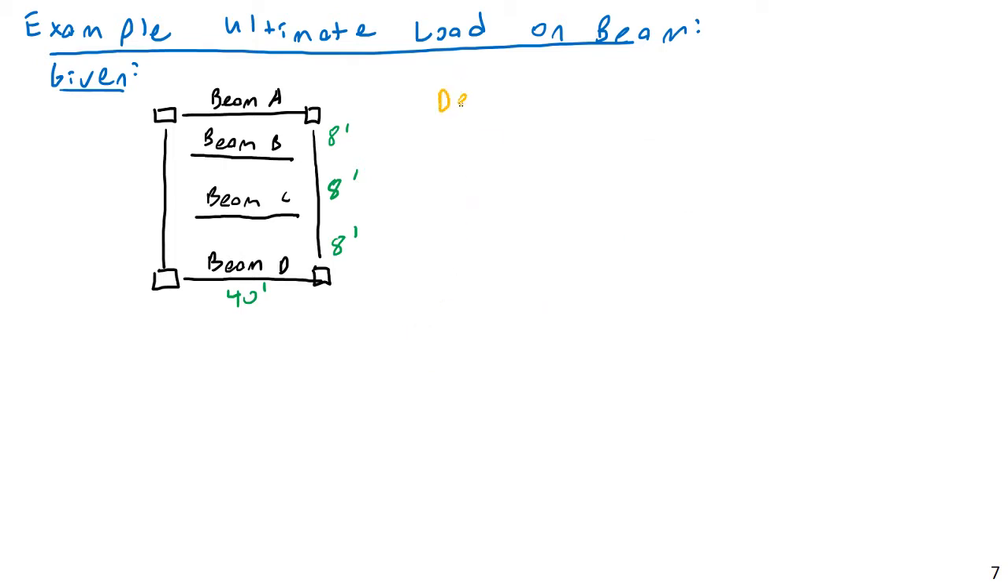So let's say I am given a dead load of 40 pounds per square foot. And this would be from decking, floor slab, etc. And then let's also say that I have a live load.